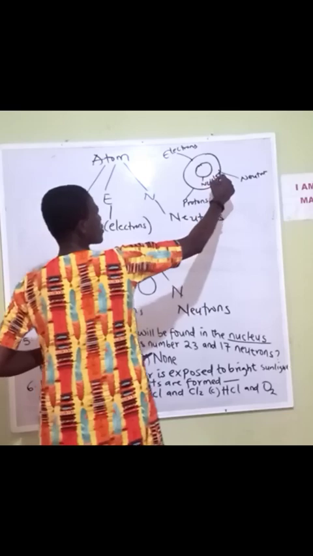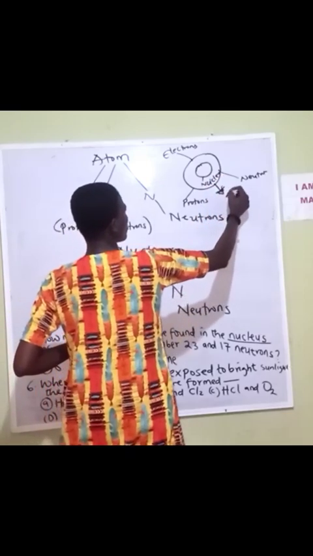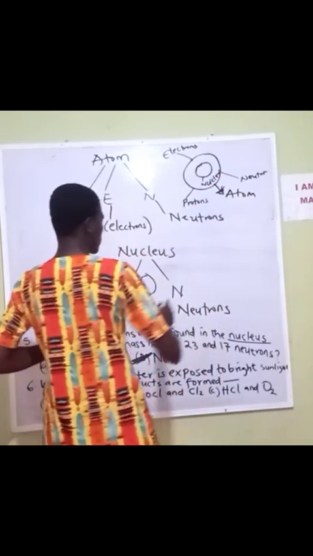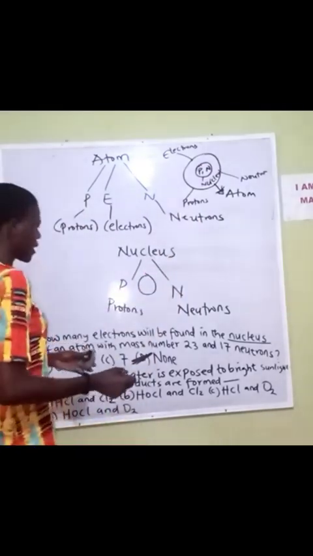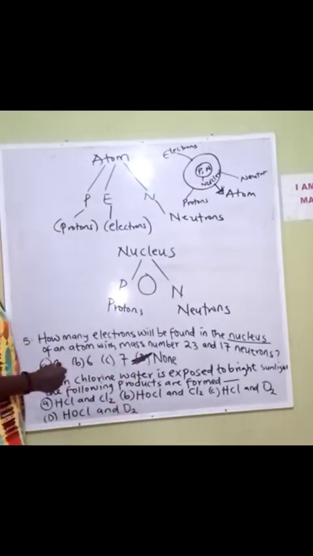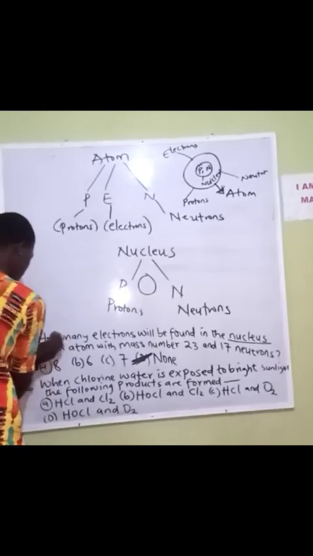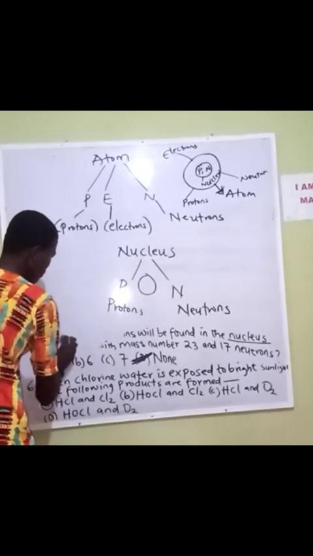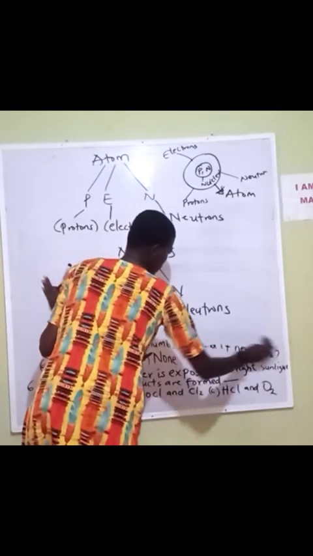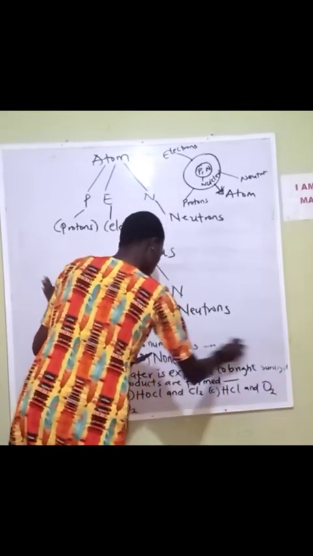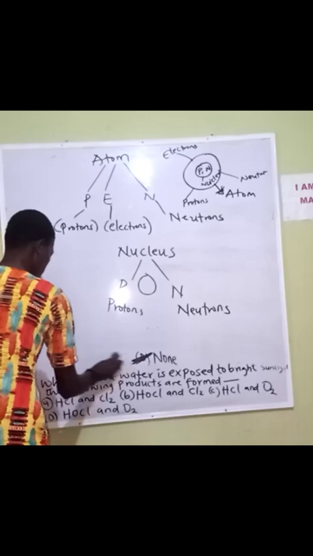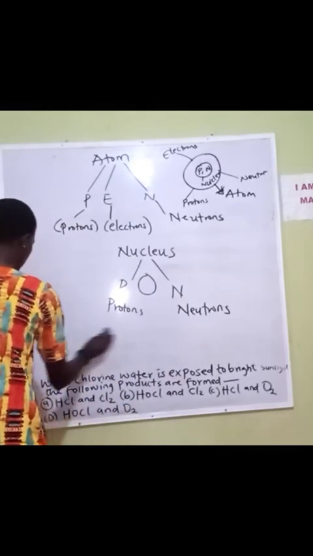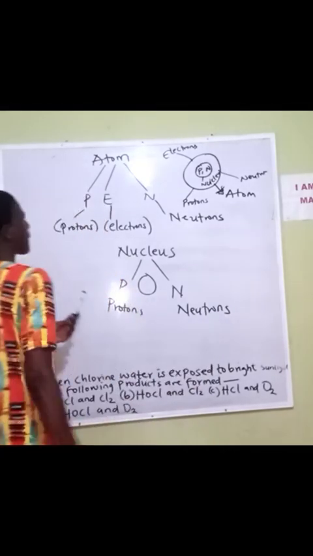So in the nucleus of this atom, we have what we call what? The P and N, that's proton and neutron. So there's no electron there. So the answer is what? None. Okay? Can you get this down? Okay, so just take down.